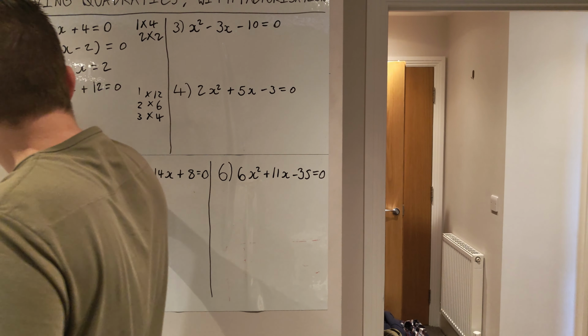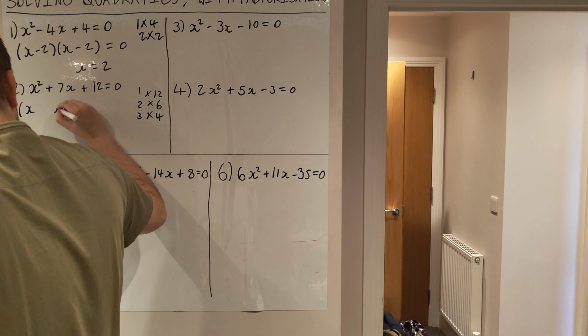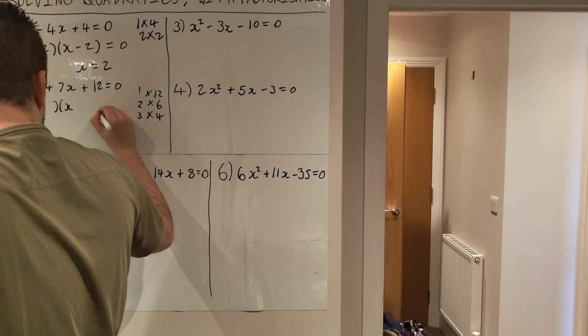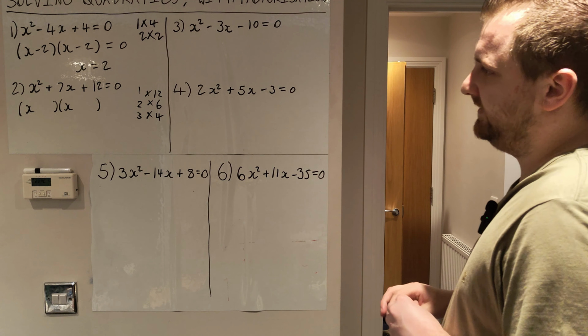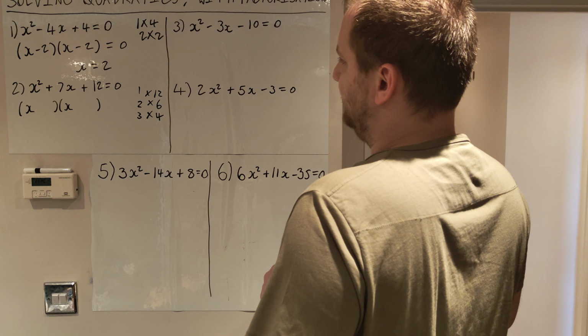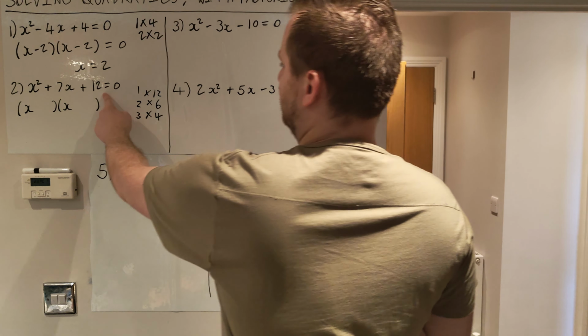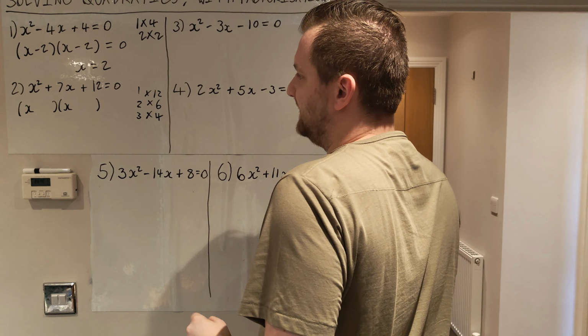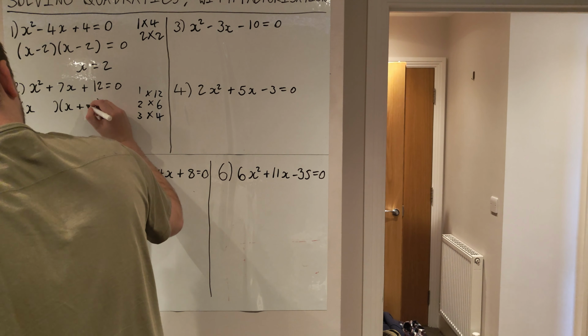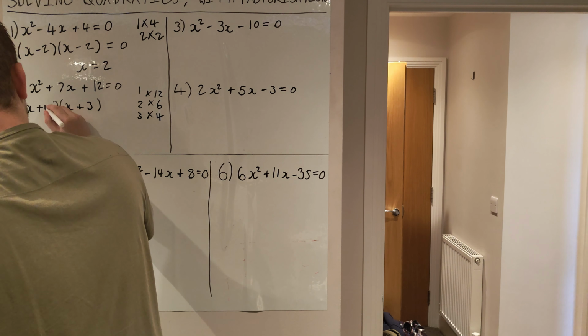So let's draw out the brackets. I feel like this one has made itself quite clear, but if you want to give it a go before I tell you the answer, you can stop the video now. But looking at this, I see we have the 12, but that's 3 times 4, but that adds to make 7. So I put that in there.